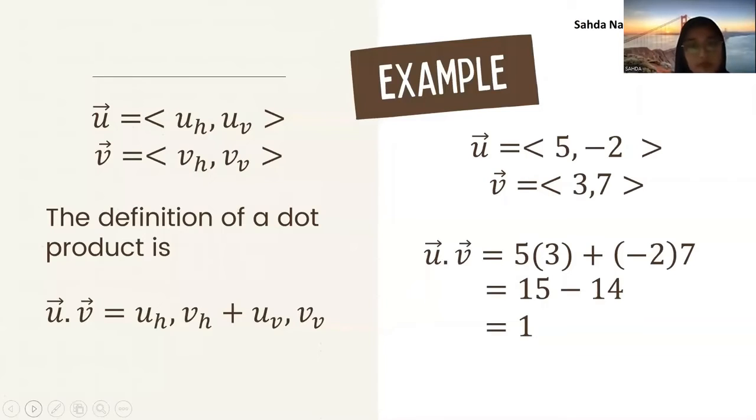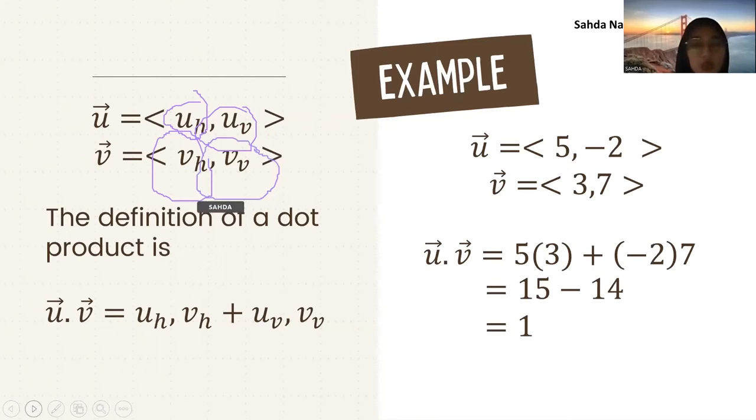Vector dot product. Okay, let's talk about the definition of what a dot product is. Vectors in a plane have two components: a horizontal component and a vertical component. So our first vector is U. You can see that it has two parts, a horizontal component and a vertical component. And I have another vector, V, with the same thing. It has a horizontal component and a vertical component.